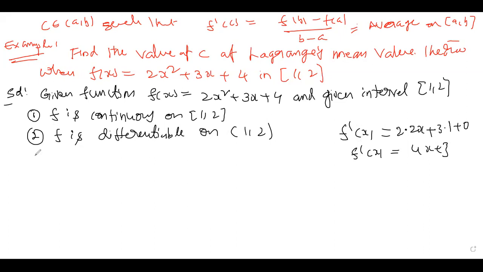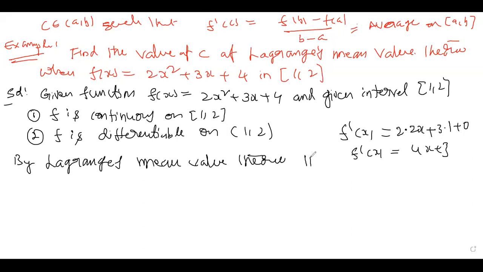So, if it satisfies the 2 conditions, then by Lagrange's mean value theorem, there exists c belonging to the open interval (a, b). Here (a, b) means (1, 2). Here I wrote a closed interval, but it is an open interval.